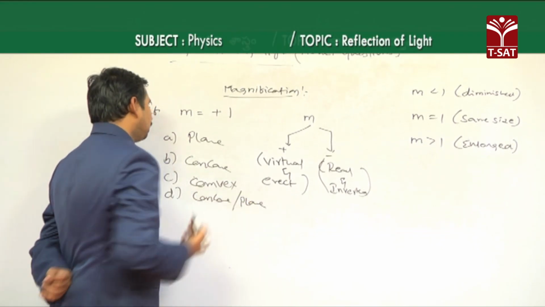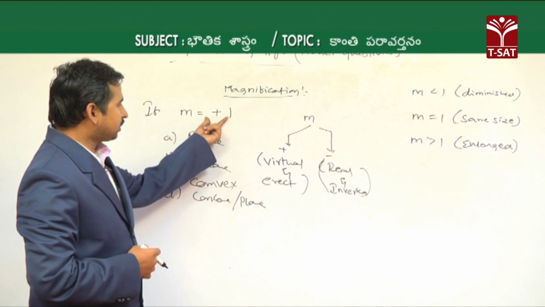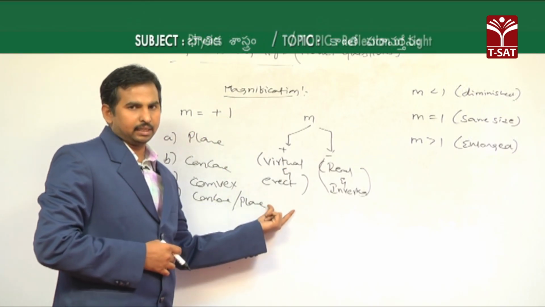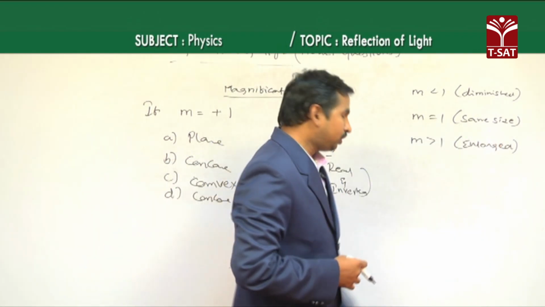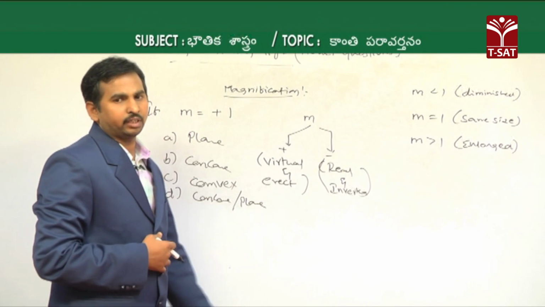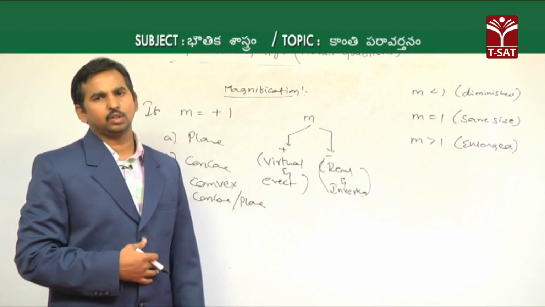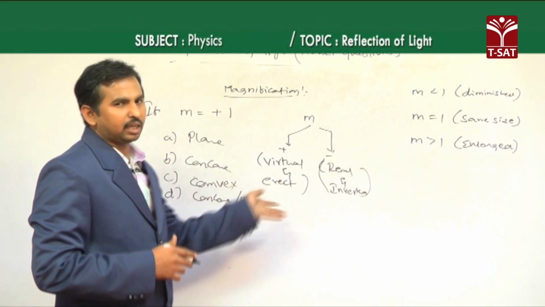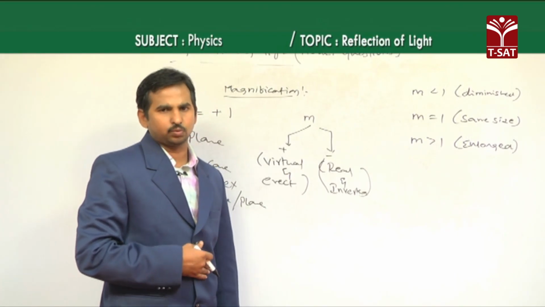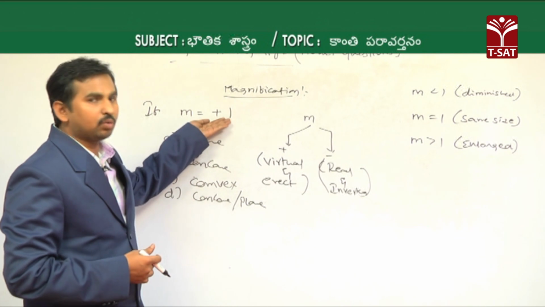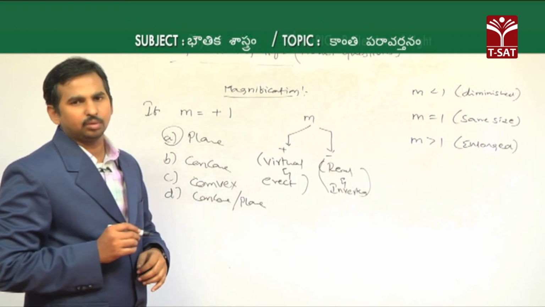Now, if m is equal to plus 1, what does that mean? Plus represents a virtual and erect image, whereas 1 represents the same size as the object. So erect and same size is given by only one possibility, a plane mirror. That is why m equal to plus 1 represents a plane mirror here.